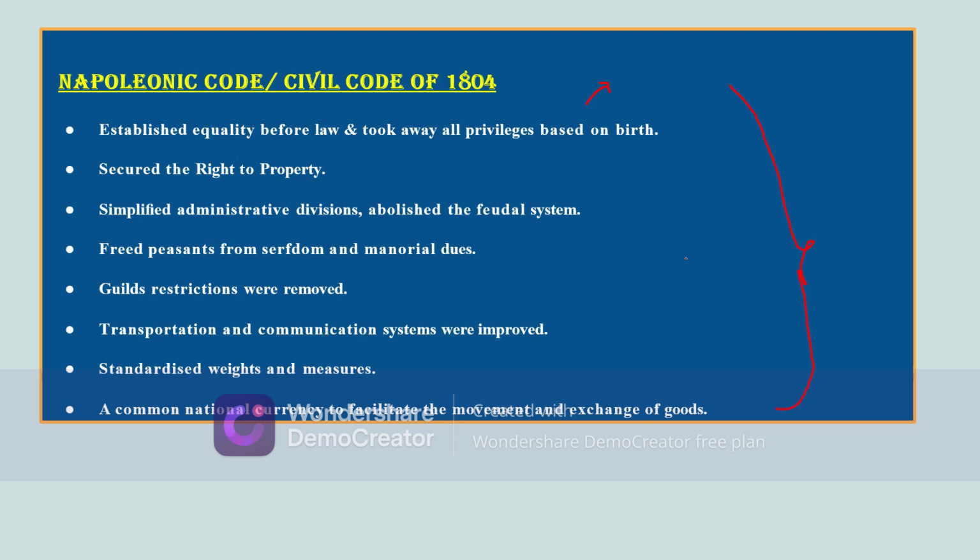Guild restrictions were removed. Transportation and communication systems were improved. So, in terms of transport and communication, he brought a lot of improvements. Standardized system of weights and measures were introduced. A common national currency to facilitate the movement and exchange of goods was established. So, Napoleon brought a lot of good changes. That's what this slide says, and this is a solid 5 mark question and an important question as well. Now, let's move to the next slide.